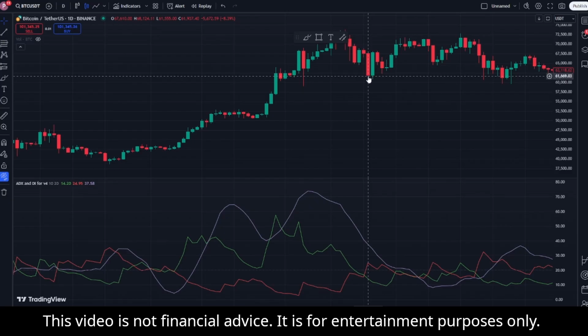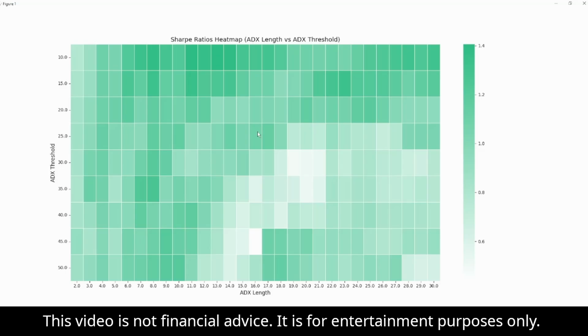Let's study the sensitivity heat maps. So here's the daily one. As you may know already, usually the daily one offers very good performances, but the problem usually is the number of trades. And one of my criteria is to have more than 100 trades over the whole backtest.